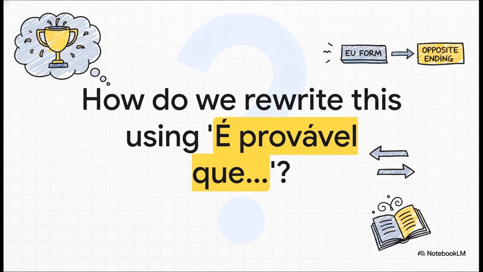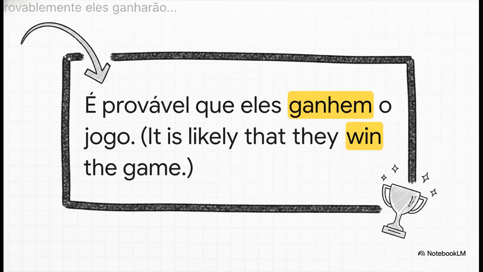Think about the verb ganhar. Remember our 3-step formula? What do you think will happen? And there you have it. É provável que eles ganhem o jogo. That trigger phrase works its magic, and ganharão becomes ganhem. You're expressing the same basic idea, but now you're doing it with way more grammatical flair.